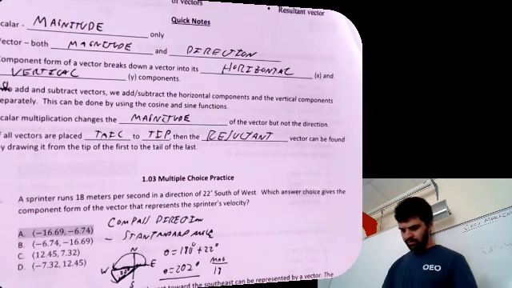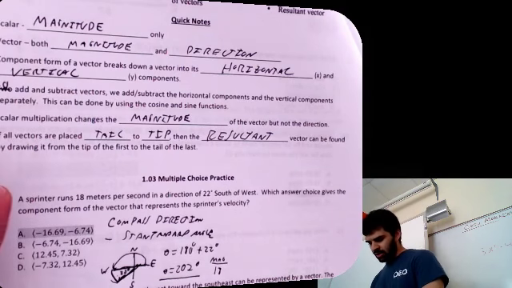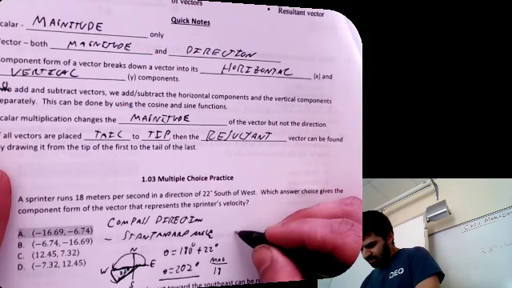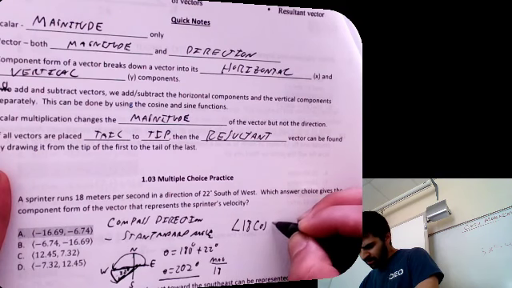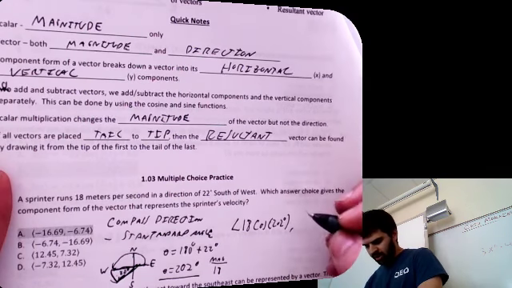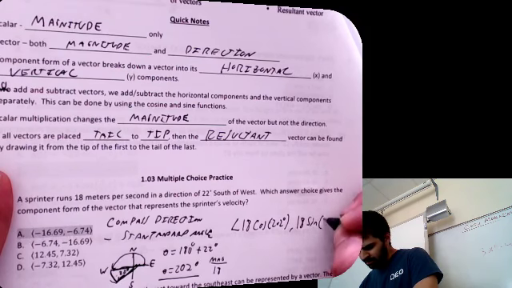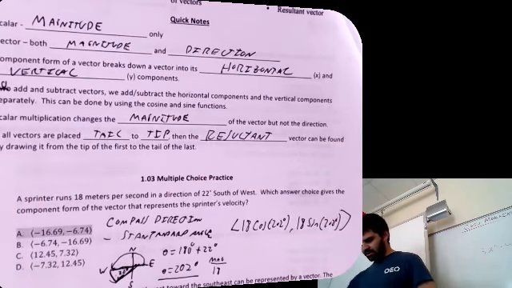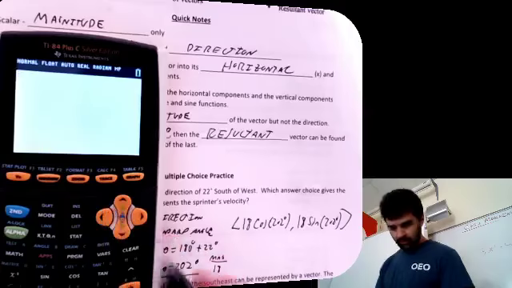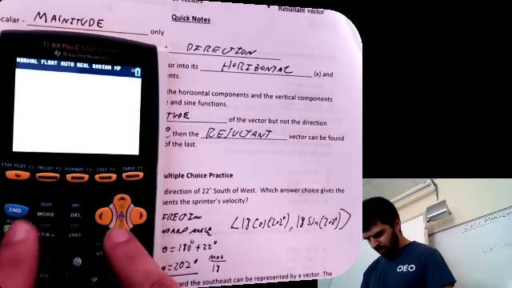So to find the component form, we just need to use our component formula. Our x component is going to be 18 times the cosine of 202 degrees. And our vertical component is going to be 18 times the sine of 202 degrees. So what I'm going to do is grab my calculator and make sure I am in degree mode because we're dealing with degrees here.